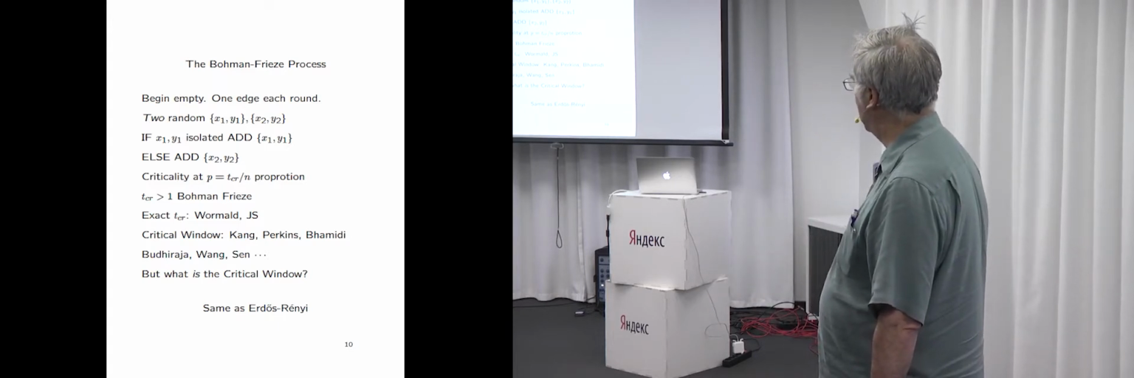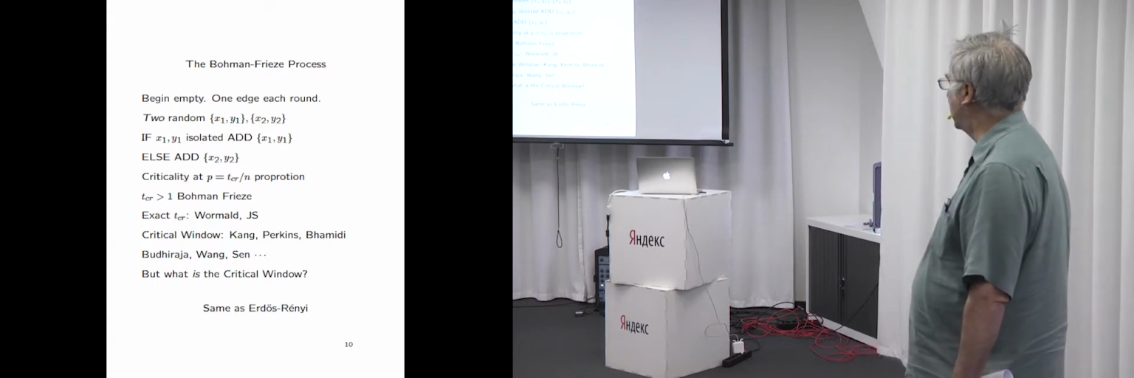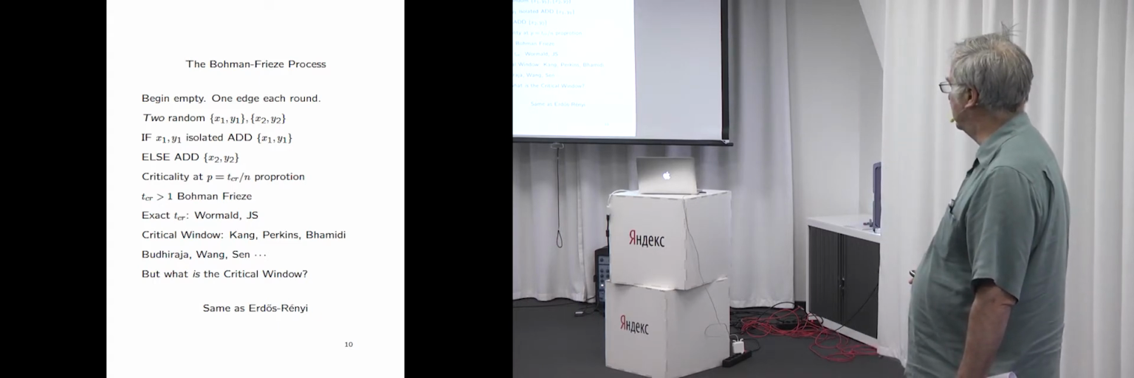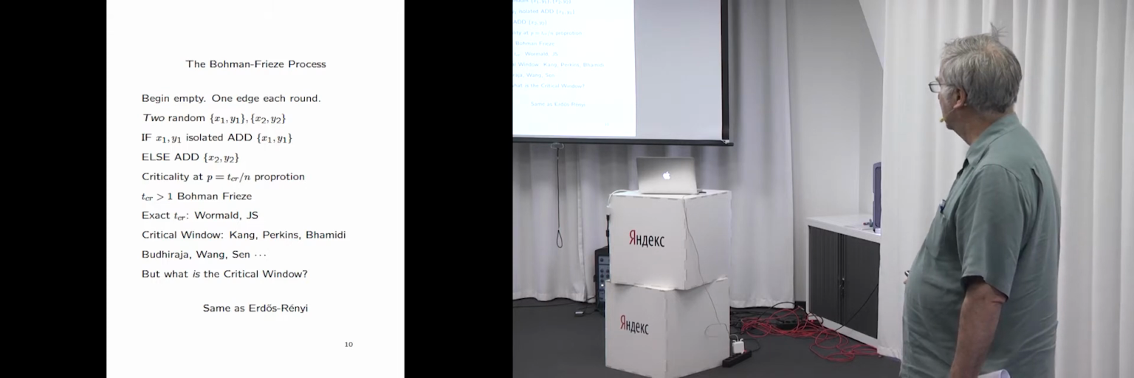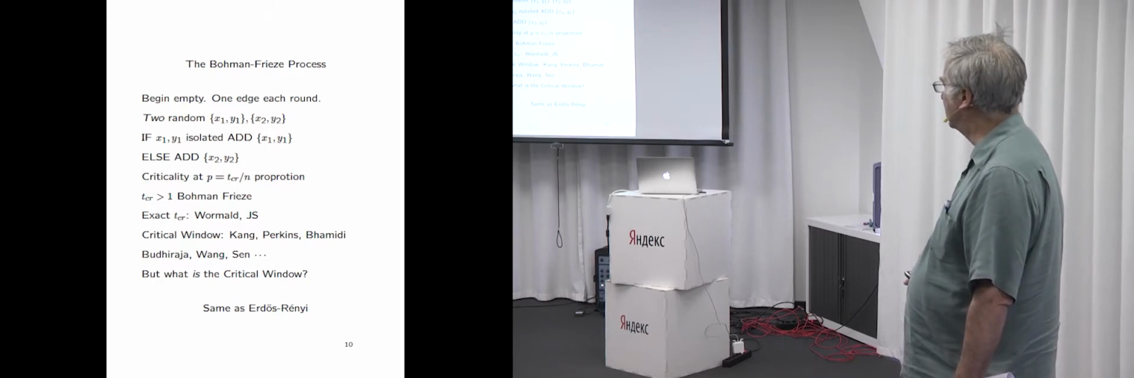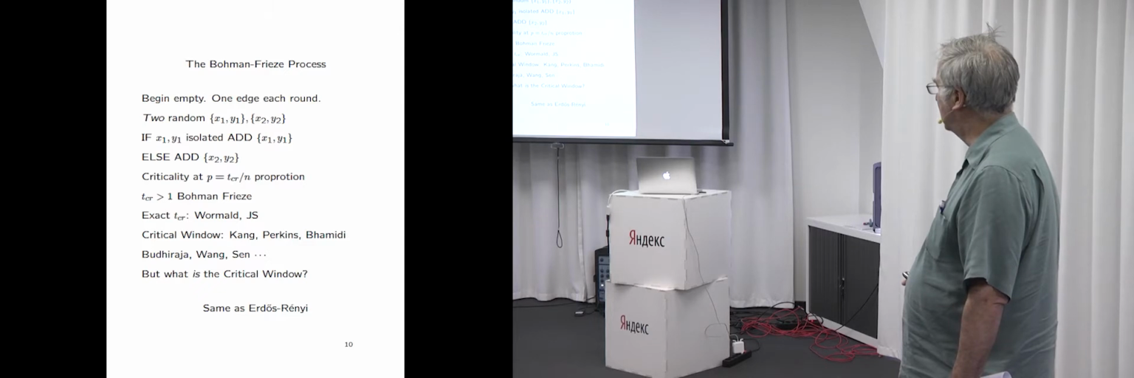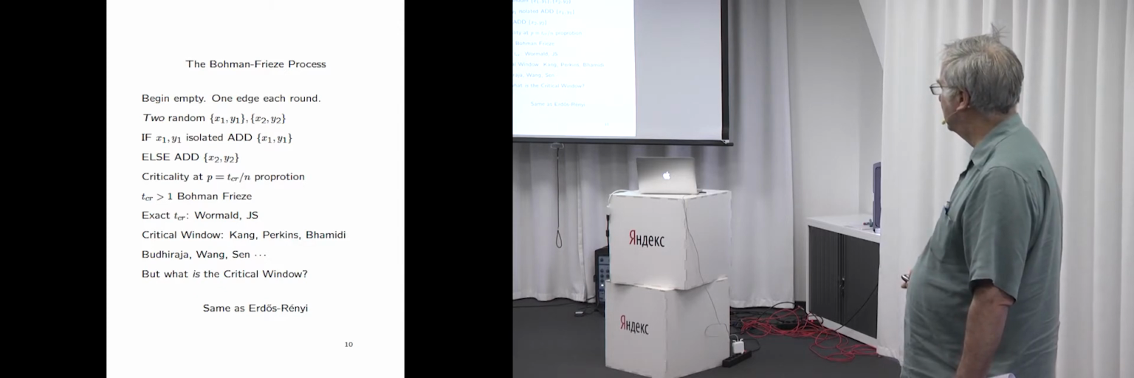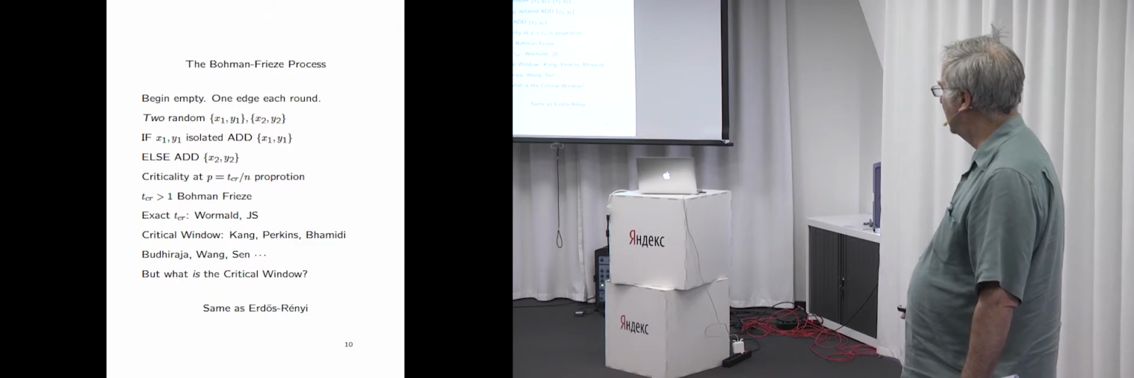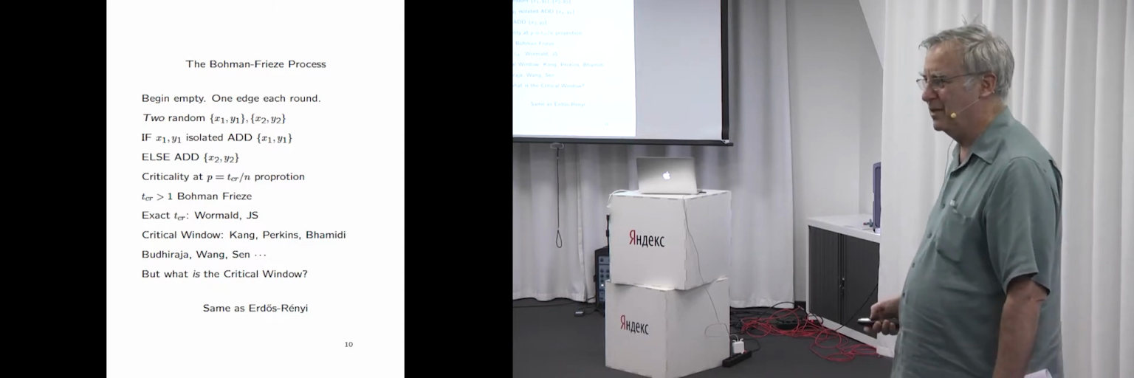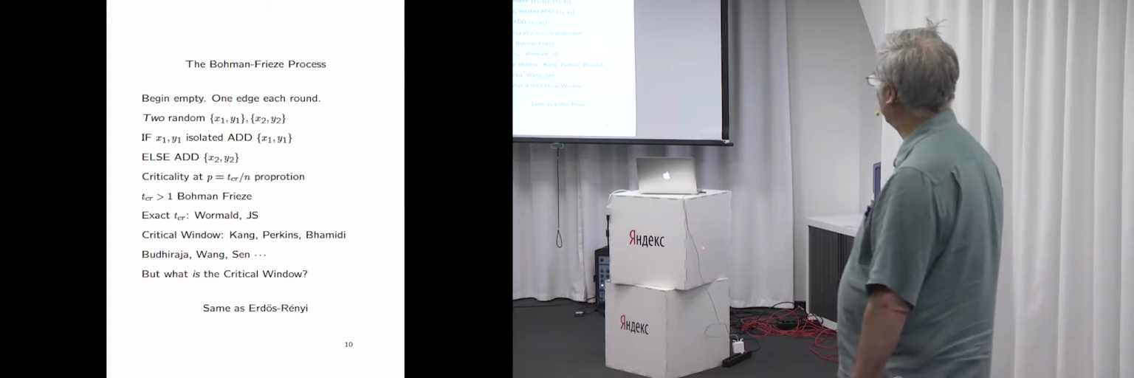And then there's been a great deal of study of the critical window. Mihyun Kang, who's in Graz. Will Perkins, who was my student, who is just going to Birmingham in the fall. Bhamidi, Budhiraja, and Wang, who are at North Carolina. And Sen, who was a student at Courant, who I think is going to Bonn, but maybe to the Netherlands. I don't know. He's going somewhere.